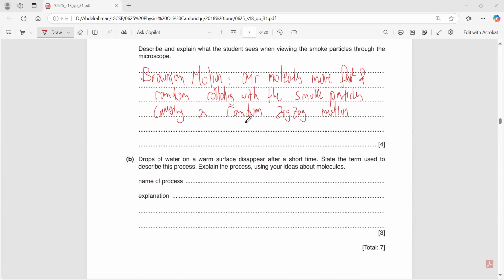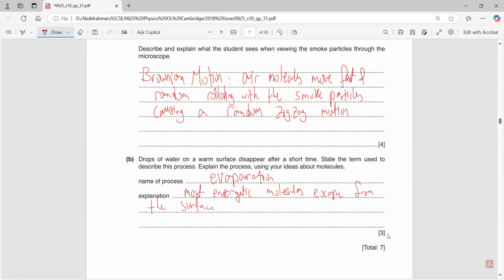Drops of water on a warm surface disappear after a short time. What is this process? It's called evaporation. What is the explanation? What happens during evaporation? Most energetic molecules escape from the surface.